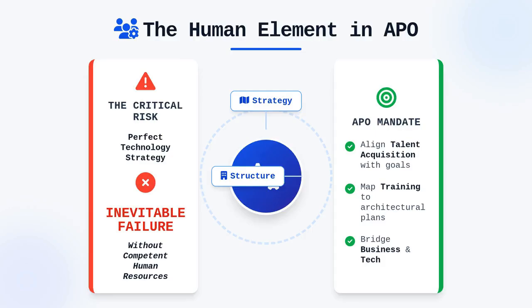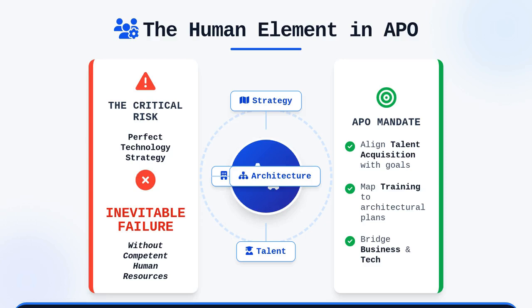The goal of this domain is to create a well-oiled machine where the structure, the strategy, the architecture, and the human resources act in concert to achieve the enterprise goals. By focusing on these 14 objectives, you ensure that the enterprise's IT organization is not just functional, but intentionally designed for success.